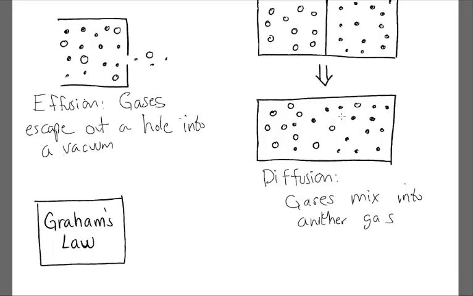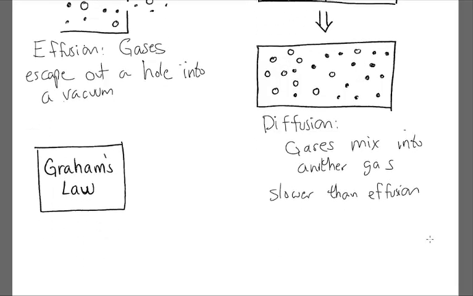And the reason is that these molecules, like the filled-in circles, might hit another molecule and bounce back. So they aren't going to move into the other space as fast as these will move in, because there's nothing to collide with. Okay, so it's slower than effusion. And that's because there's nothing to collide with in a vacuum.